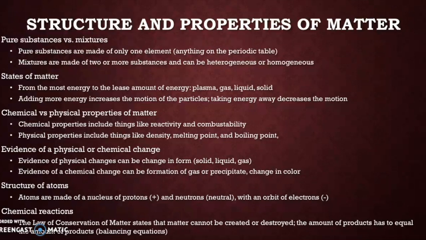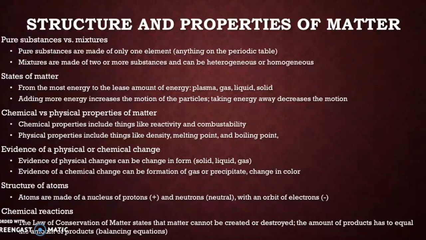Now, atoms are the smallest building block of everything. So they're made of a nucleus of protons, which are positive, and neutrons, which are neutral. They're in the center, the nucleus part, and then an orbit of electrons, which are negative, around the nucleus.